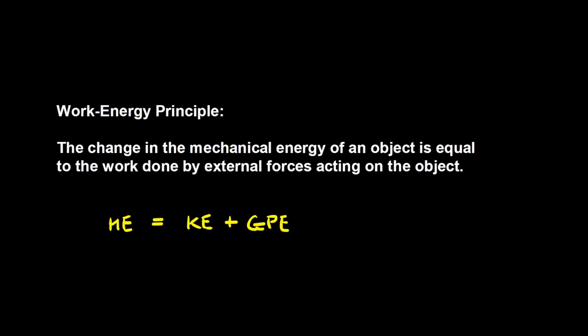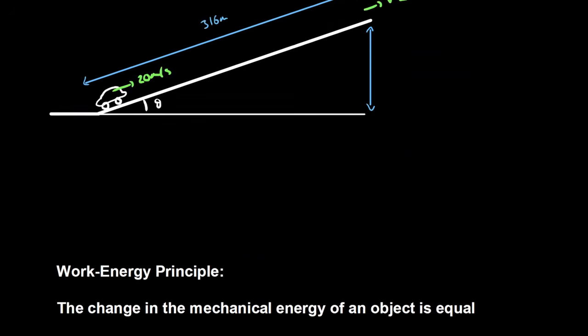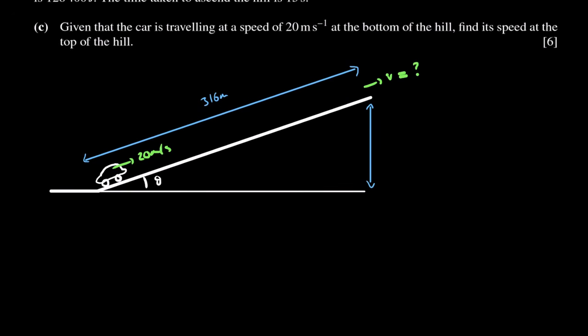So that's mechanical energy. Now, the work energy principle states that the change in that mechanical energy is going to be equal to the work done by the external forces. So what I've got to do is calculate the mechanical energy at the beginning and the mechanical energy at the end. I've got to find the difference between those two, and that difference will be equal to whatever work was done on the object. Okay, so let's try to do that. So firstly, let's calculate the mechanical energy at the beginning.